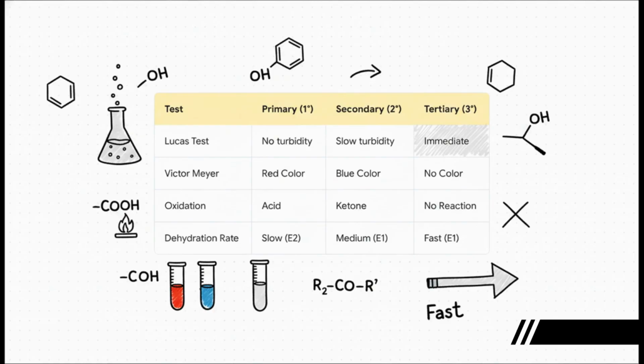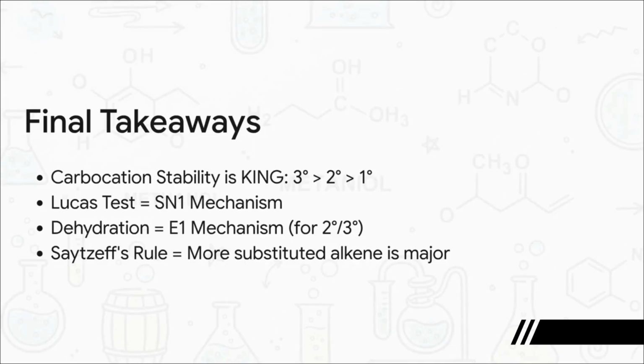Lucas test, immediate for tertiary. Victor-Meyer, remember RBC. Oxidation, acid, ketone, no reaction. And dehydration rate, tertiary is the fastest. This is your ultimate cheat sheet. Look, if you remember nothing else from today, please remember these 4 things. These are the absolute non-negotiable pillars for this chapter.